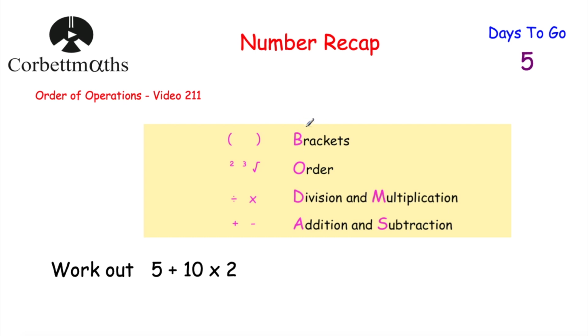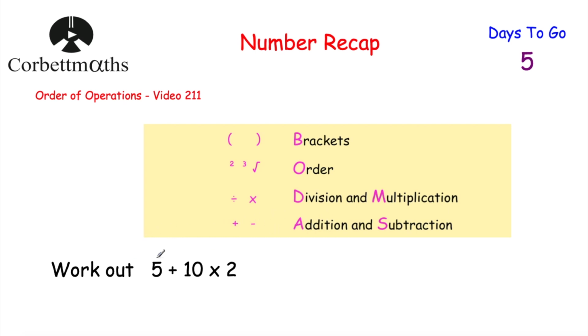So we need to work out any brackets first, then any squares or cubes or square roots and things like that, the orders or indices, then divisions and multiplications. Now they're of the same importance, so if you do have a calculation with just divisions and multiplications, you work from left to right. And finally, additions and subtractions. And again, if you've got a calculation with just additions and subtractions, you work from left to right.